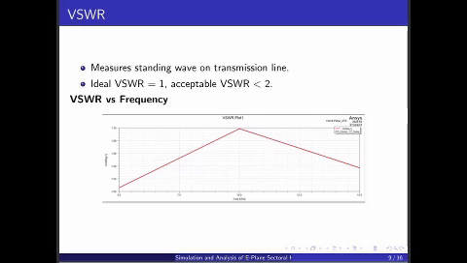VSWR. VSWR stands for voltage standing wave ratio. It is another way of expressing impedance matching. The ideal value of VSWR is 1. Practically, VSWR less than 2 is acceptable. Higher VSWR means large reflection, poor matching. Therefore, VSWR plots confirm whether the antenna is properly designed at the desired frequency.